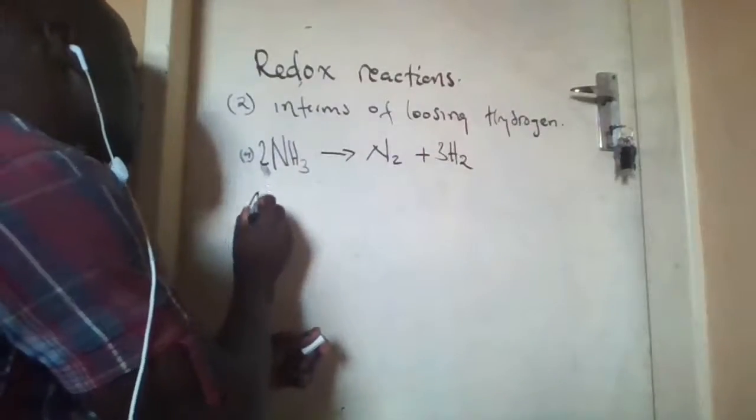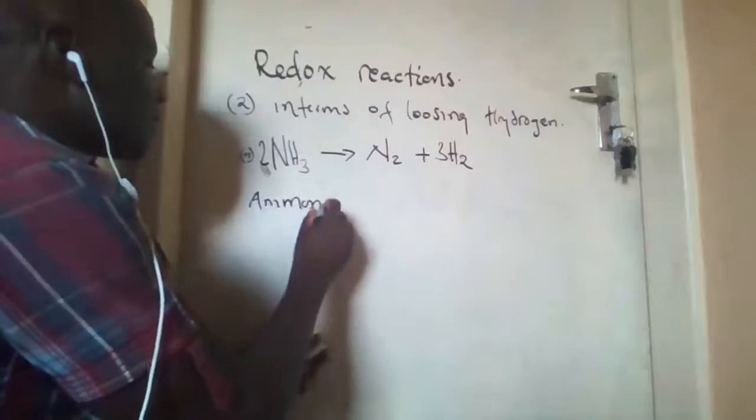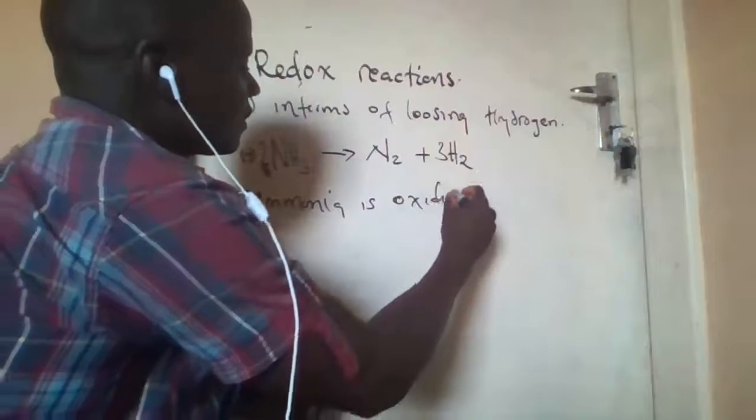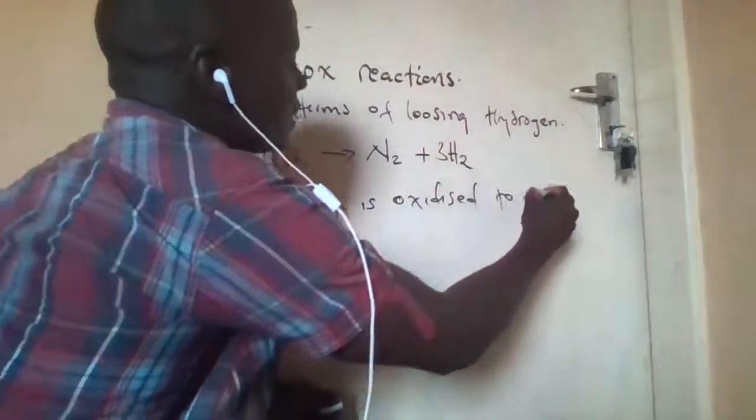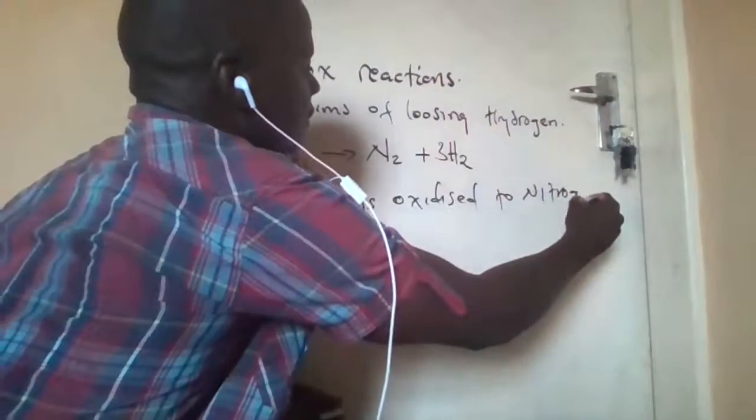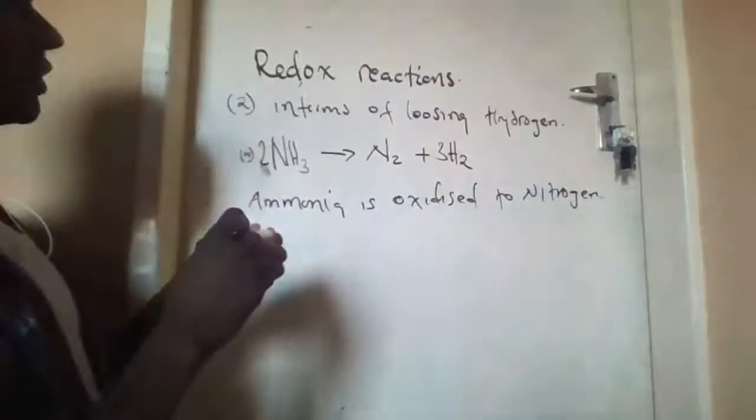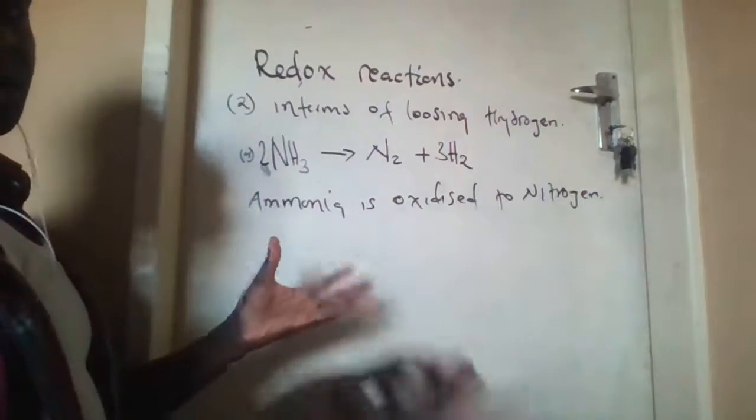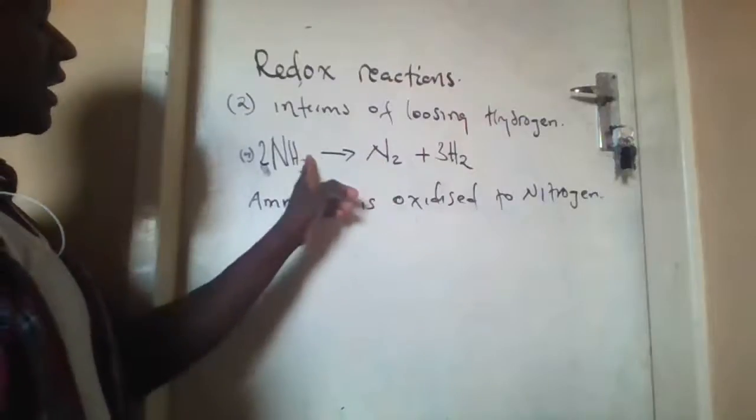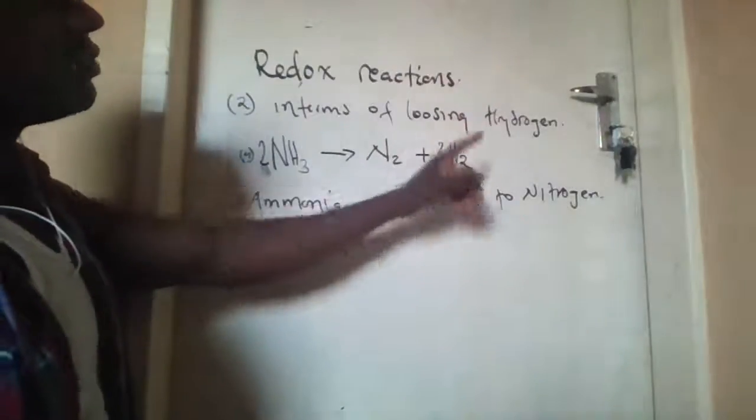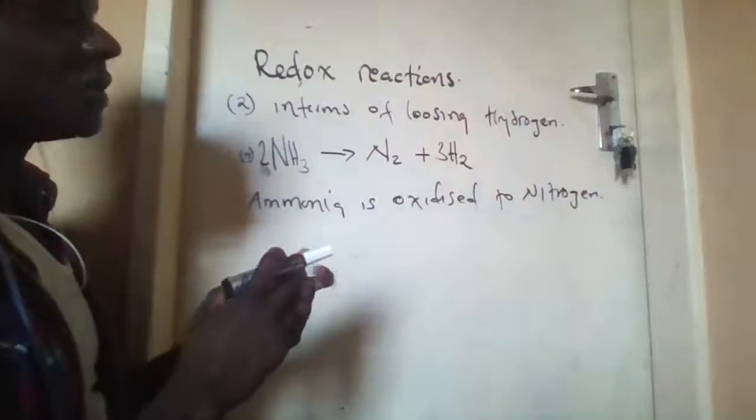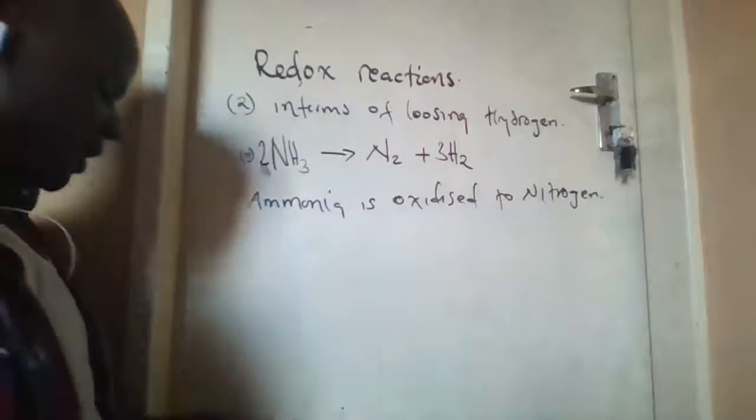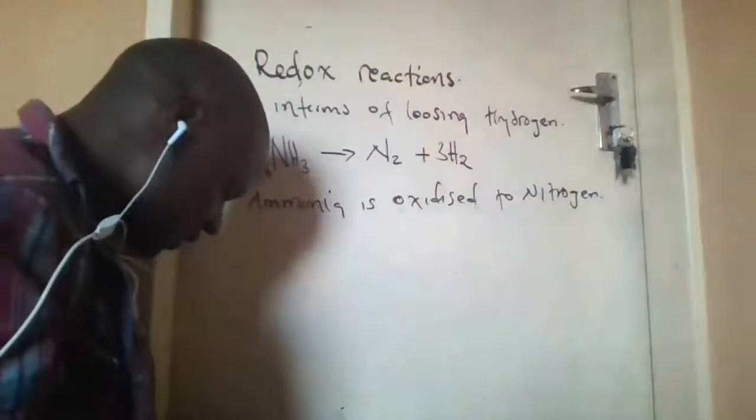So in here we can say ammonia is oxidized. It's oxidized to what? To nitrogen. Why are we saying it has been oxidized to nitrogen? Because in here ammonia had the nitrogen with it. Then after the reaction, the hydrogen is lost, and we are saying that the losing of hydrogen by a chemical species, that in itself is called an oxidation process.